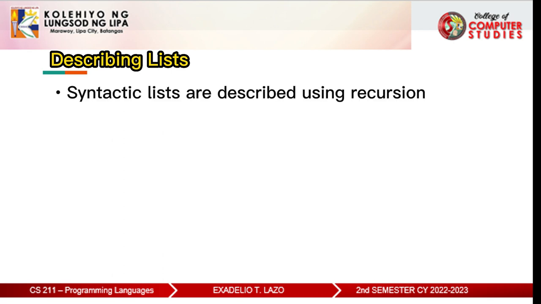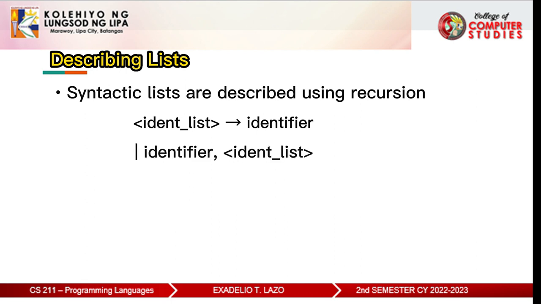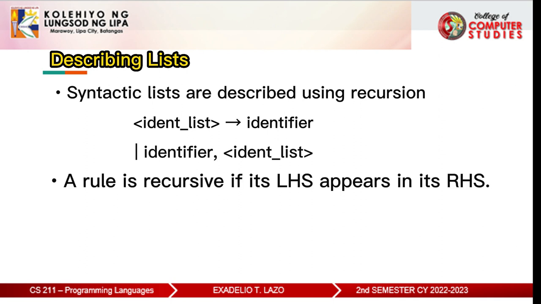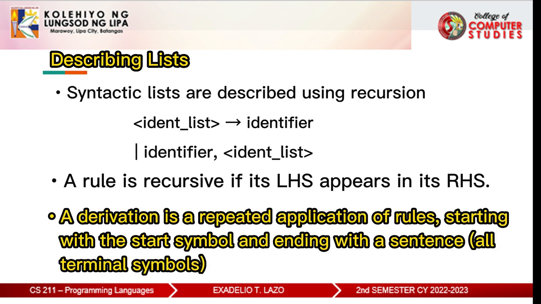Variable length lists in mathematics are often written using an ellipsis. 1, 2, ... is an example. BNF does not include the ellipsis, so an alternative method is required for describing lists of syntactic elements in programming languages, for example, a list of identifiers appearing on a data declaration statement. For BNF, the alternative is recursion. A rule is recursive if its LHS appears in its RHS.